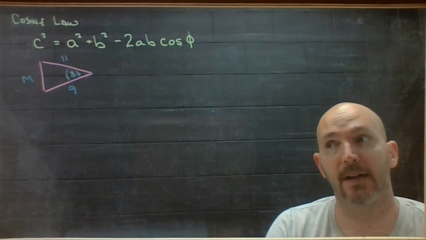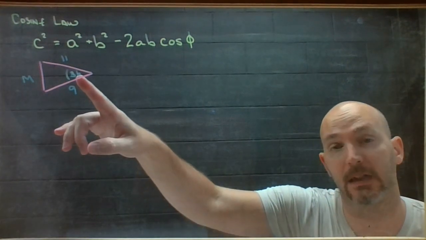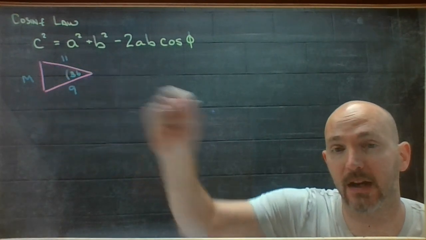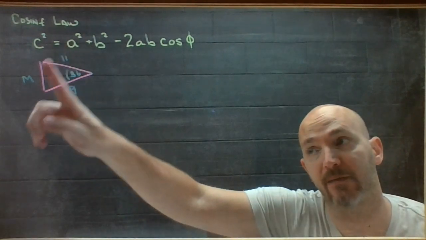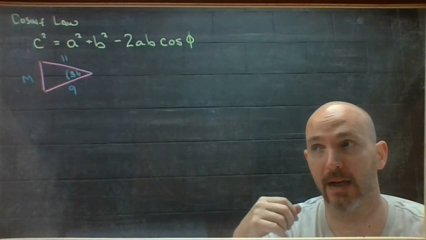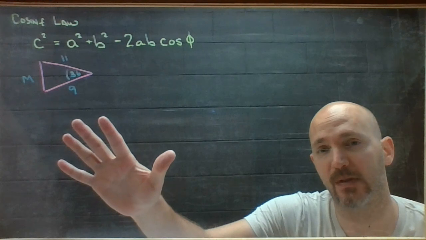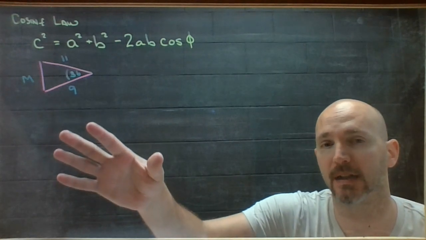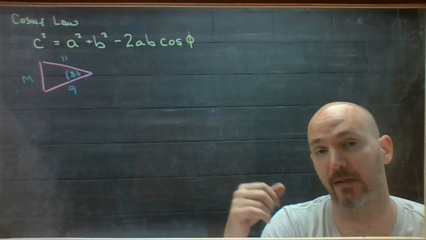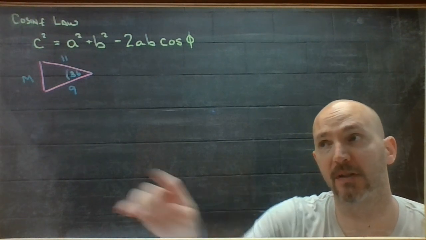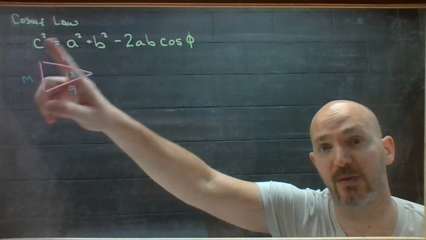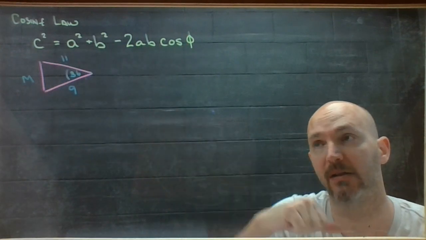I have a triangle here where I know an angle and I know two sides, and I'm being asked to find a third, and I have not been given a right angle. So I can't use basic SOHCAHTOA on this because it's not a right angle triangle. But never fear, that doesn't mean it's unsolvable, it just needs a more complicated tool. So we're going to have to use cosine law.